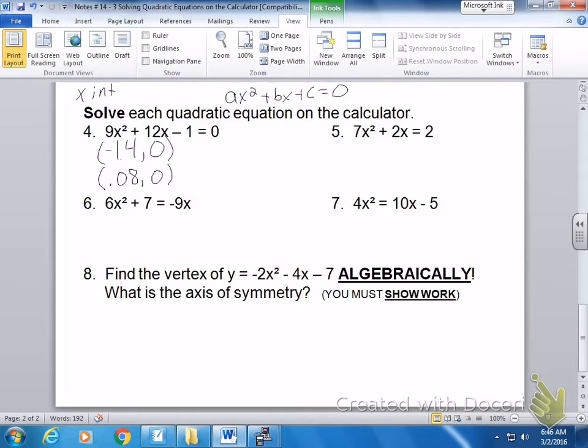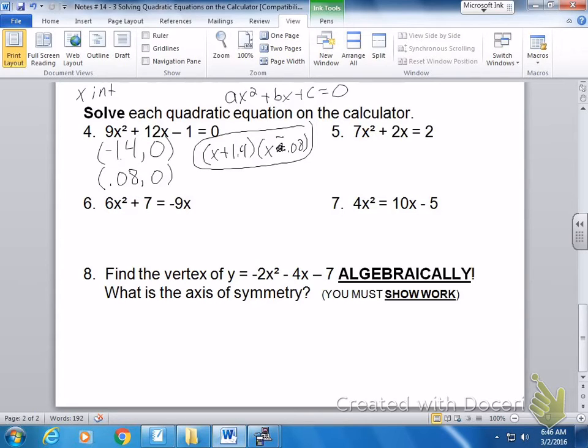Now if it asks us for the factors, remember that would be x plus 1.4 and x plus 0.08. Now it didn't ask us for that, but remember if it asks you for factors, you just take your x value and you switch it. That should be x minus 0.08, by the way.